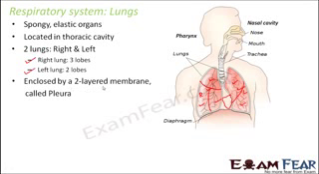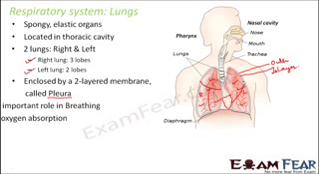Now the lung is enclosed by a two-layered membrane which is called pleura. So here if you see there is a two-layer membrane. This is the outer layer and this is the inner layer. Now why are there two layers? Because as I said, these lungs are spongy organs, quite soft and elastic. So they need to be well protected. So in order to keep them protected, we have a double layer structure. Now in between these two layers, a fluid-like substance is present which keeps it all the more protected.